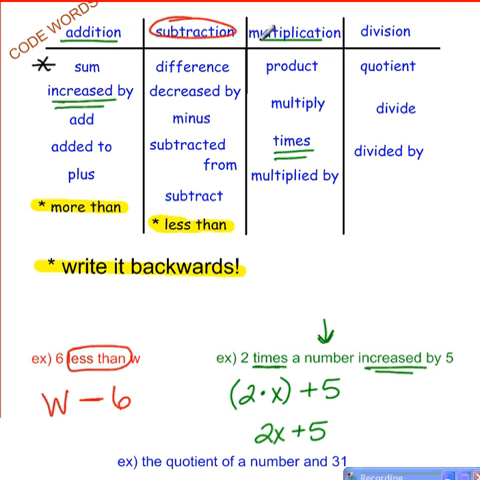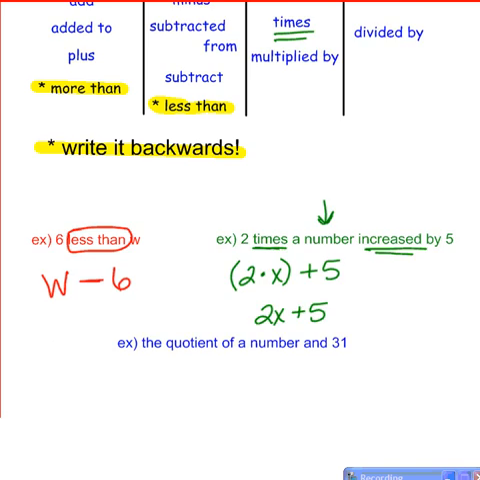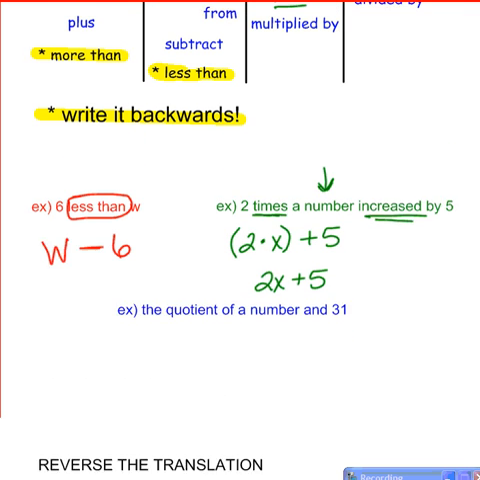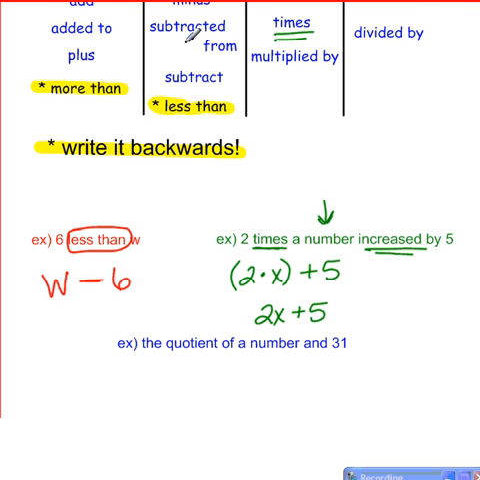This blue example at the bottom of the screen, I'll scroll it up. And you're going to have to look at your table in your notes. So the example is the quotient of a number and 31. A quotient, that's a code word. And if you'll look back up into your table, quotient represents division.